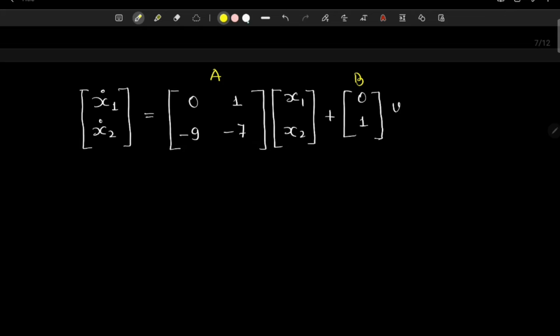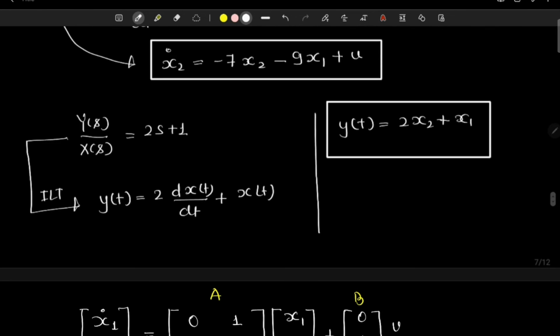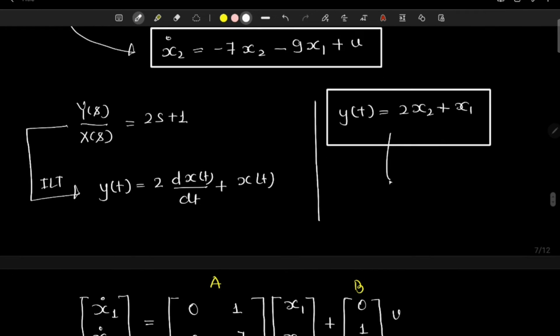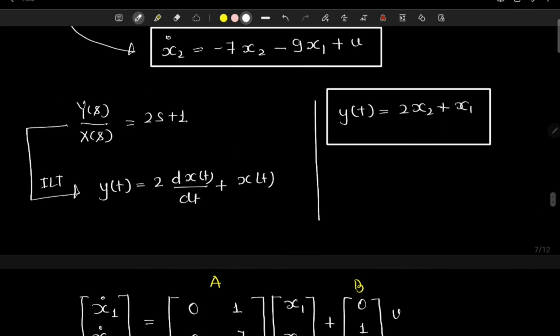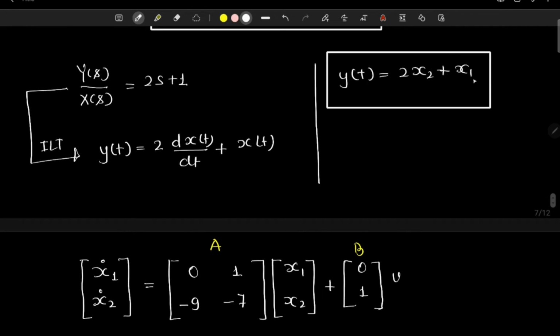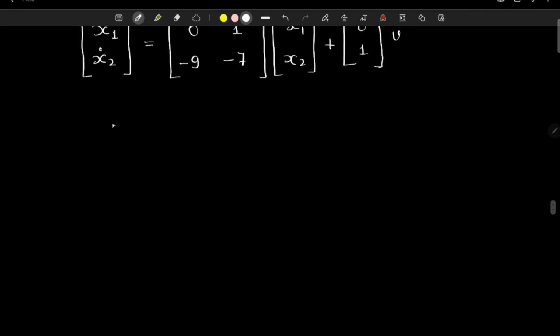Now what is y? How can we write this equation in matrix form? y of t is 2x2 plus x1, so y will be 2x2 plus x1, right?